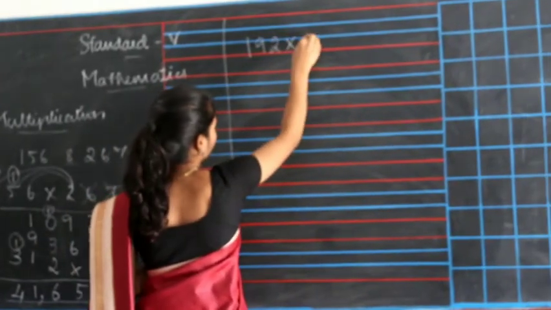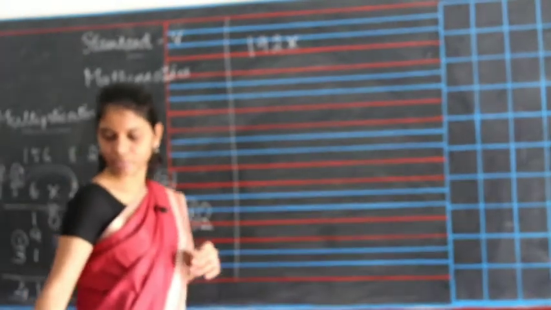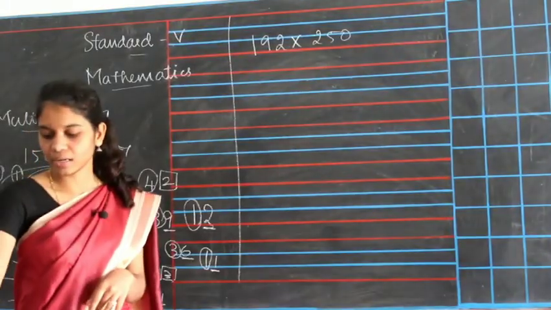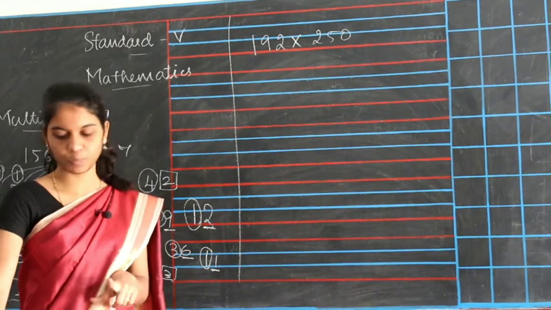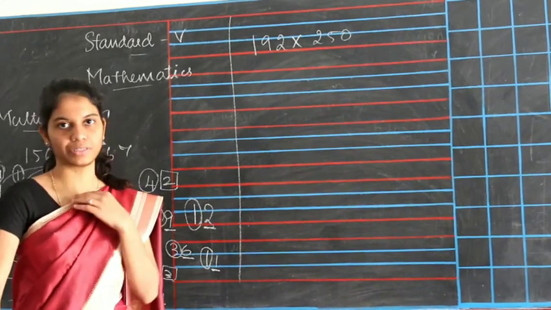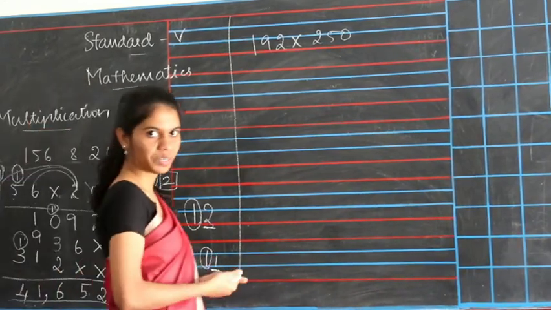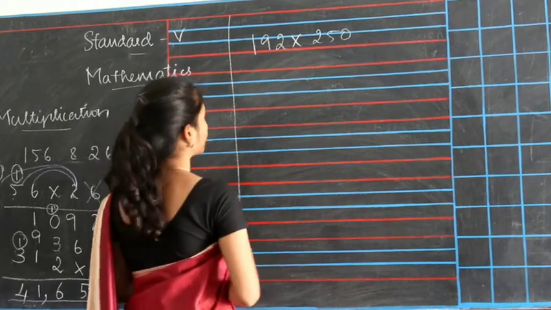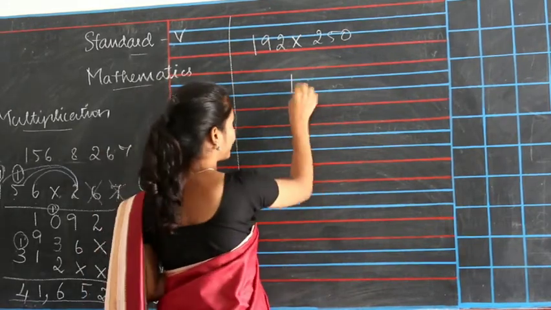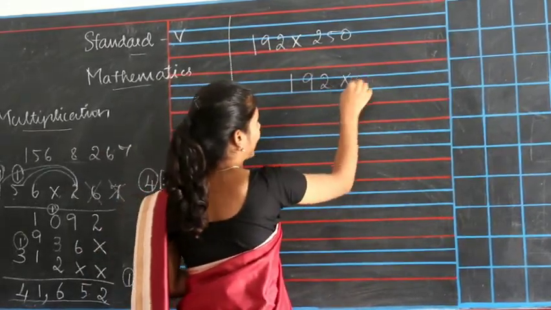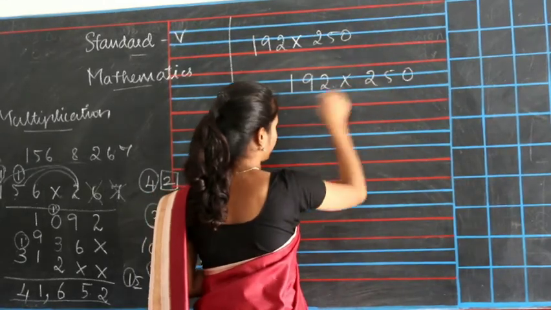192 into 250. 192 pages in a notebook and there are 250 notebooks. So how many total pages will there be? That is what their question is. So 192 multiplied by 250.